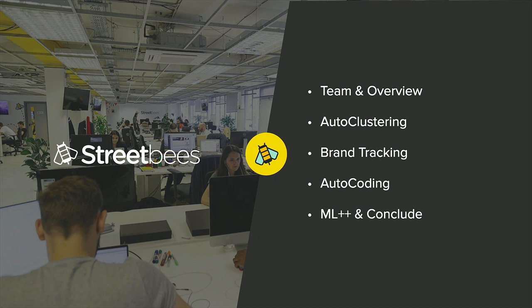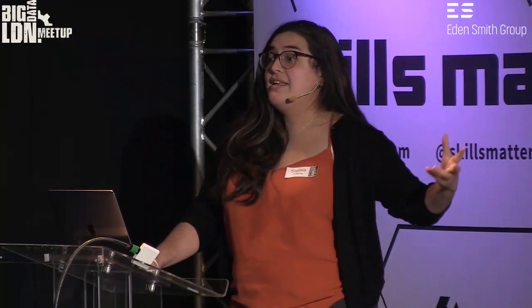Today, I'm going to start with a little bit of an overview of the team, and also what products we build that have machine learning behind them at Streetbees. Then I'm going to talk about three of them in more detail before talking about what we're going to look to do in machine learning in the future at Streetbees and wrap up.